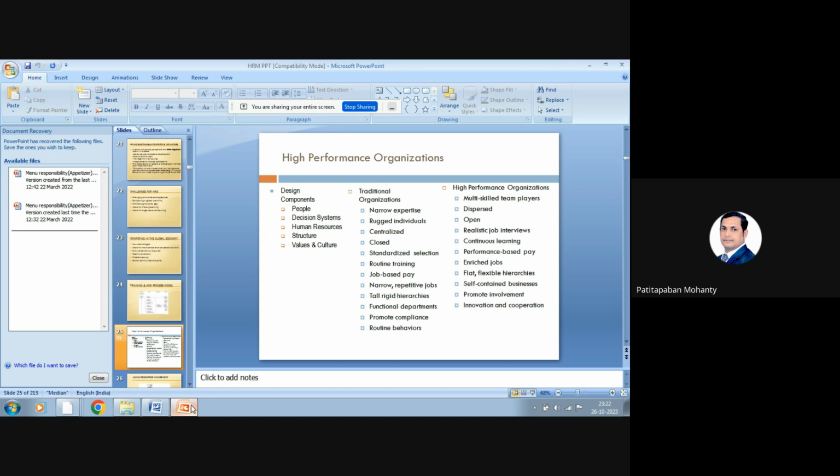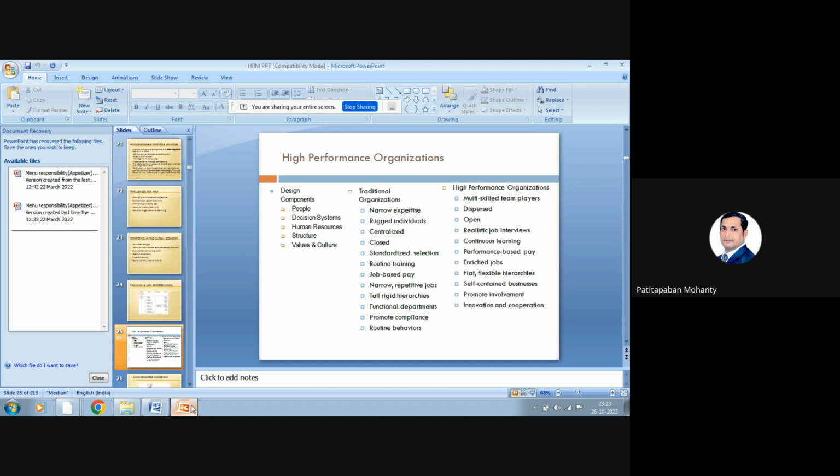The next is realistic job interviews. The interviews are very realistic, very real-time based. That is called realistic. And continuous learning. Nowadays, high performance organizations have a good quality of continuous learning. Learning is a continuous process for them. Then performance based pay, yes, it is one of the best qualities that nowadays high performance organizations are acquiring. I mean your pay structure is performance based, and the job is enriched. It is also another quality. The next is flat flexible hierarchies, very flat, very flexible.